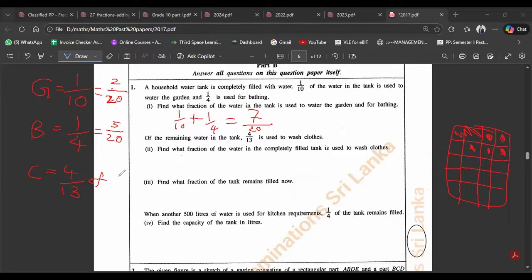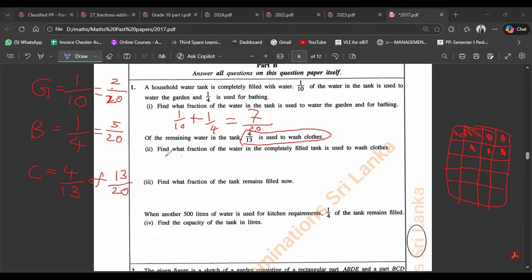Remaining we have is 13/20. Are you clear with this? So the information they have given is what? 4/13 is to wash the clothes. But this 4 over 13 is not from the total. The 4 over 13 is from the remaining. If we have to find the fraction for clothing out of the total, we have to multiply these two fractions.